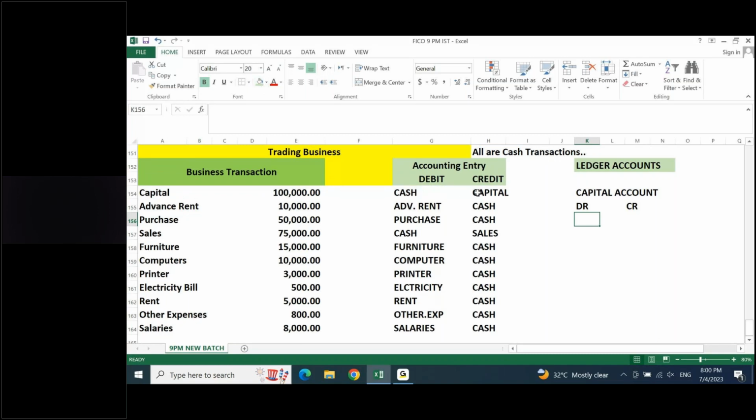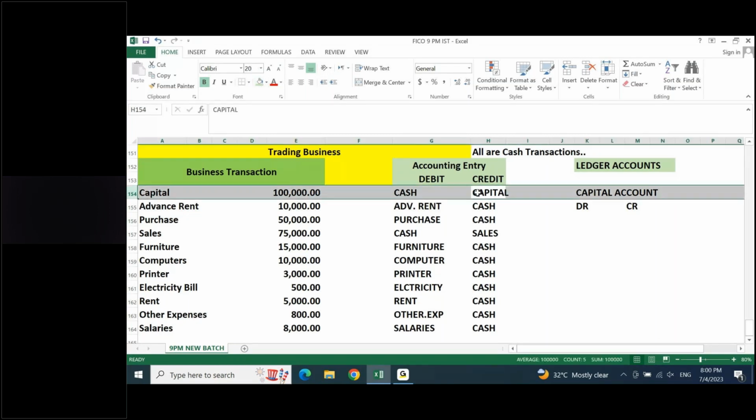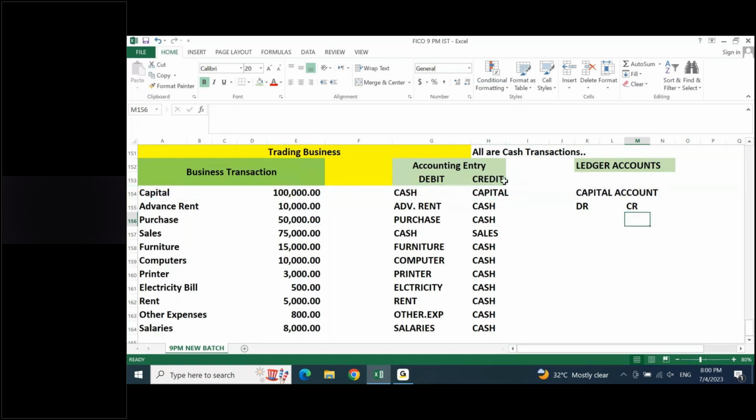On this entry, what is the amount? 1 lakh, 100,000. If your capital is on the credit, you have to put the amount on the credit side. So your capital account has a credit balance of 1 lakh. Now you need to close the account on the debit side.